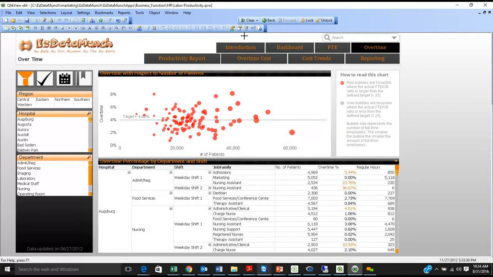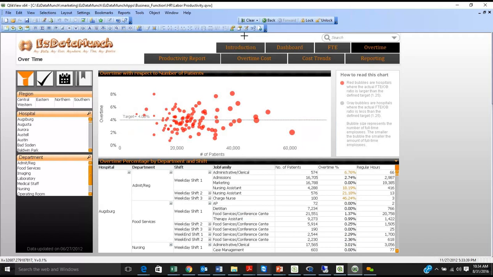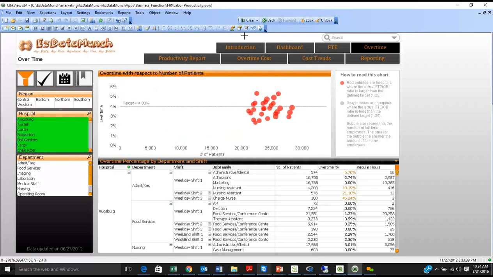Let's look at the overtime, and this is a very good way to look at overtime. So red bubbles are hospitals. $2,500. Their occupied bed ratio is larger than the defined. So as you can see here, there are some light red, whereas there are some very dark ones as well. And you can actually drill down further into this portion and see what's happening within this ratio. So this is where you can see the overtime ratio is very high from nursing assistant.